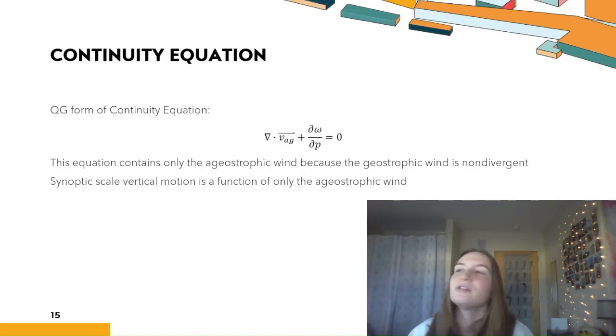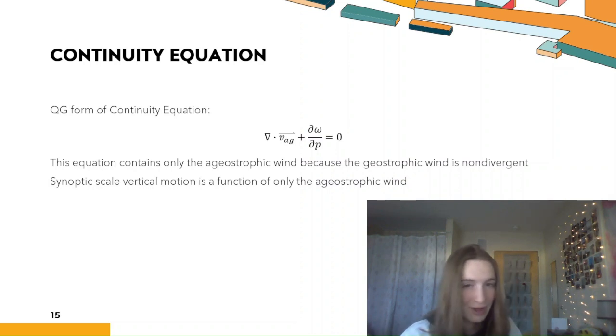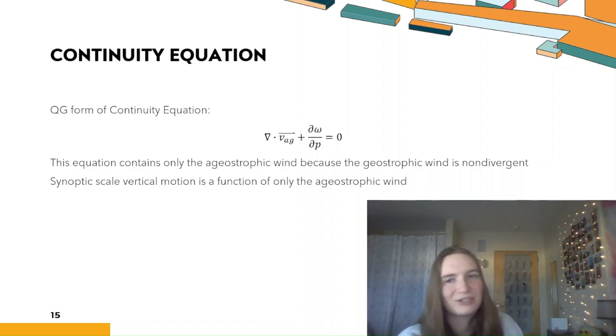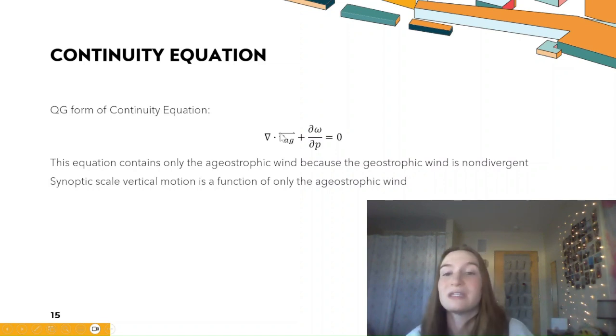All right, continuity. You guys better remember the continuity equation. I hope you remember the continuity equation. If not, go back and look at the PowerPoints. It's one of our most important equations. This is just the exact same equation you're used to, except you'll notice that it's the ageostrophic component and not the geostrophic component. Otherwise, it's the exact same equation. It's written a little differently because you see this gradient operator, but it's the same equation.